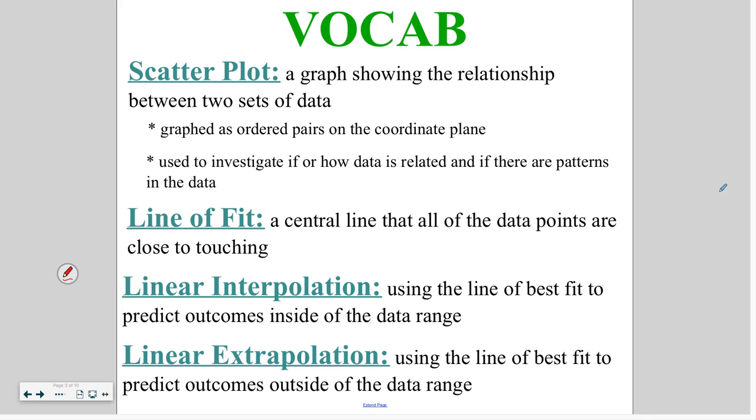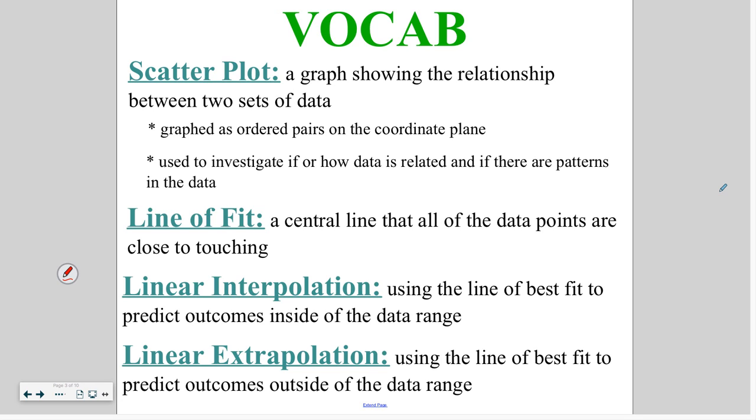So first off, a scatter plot is a graph that shows the relationship between two data sets. For example, age and height, or temperature and number of ice cream cones purchased, or number of trees in your backyard and number of people living in your house. So it just has to be two different sets of numerical data. The data is graphed as ordered pairs, and the purpose of scatter plots is to investigate if or how data is related and then to find those patterns.